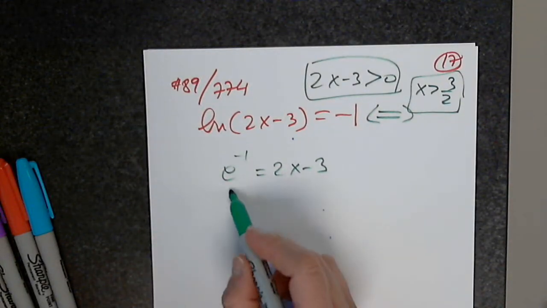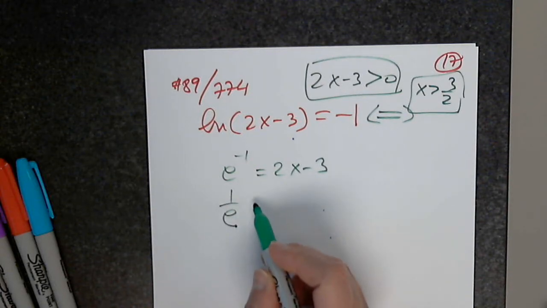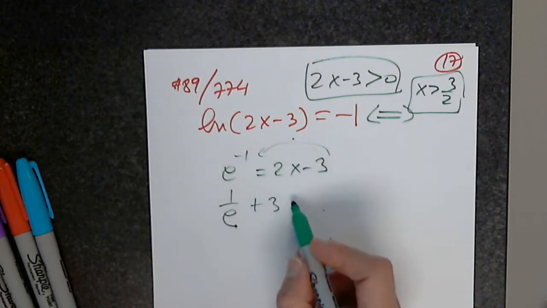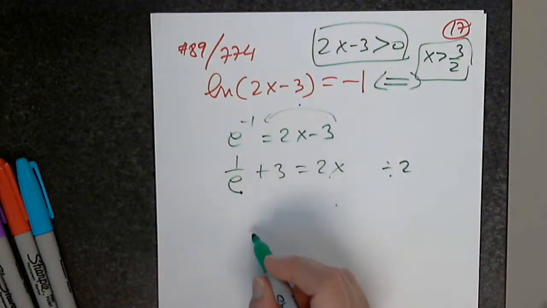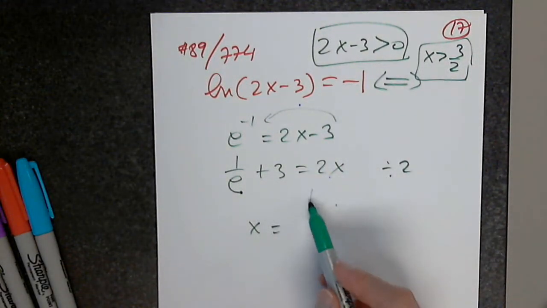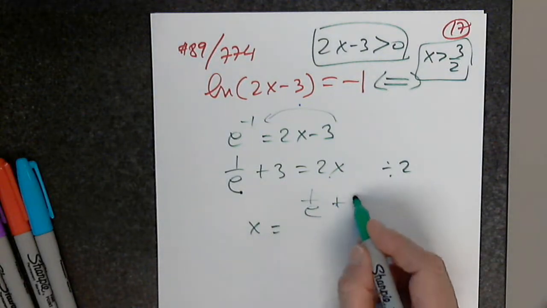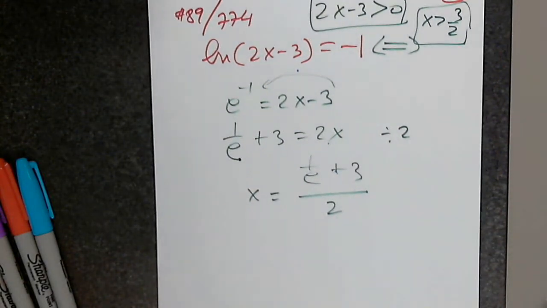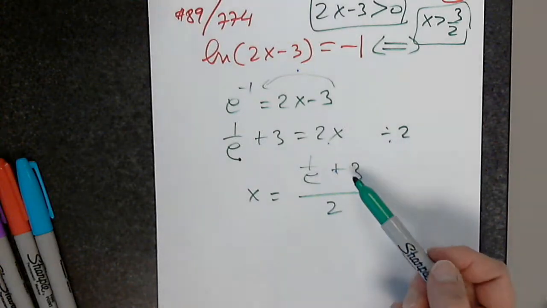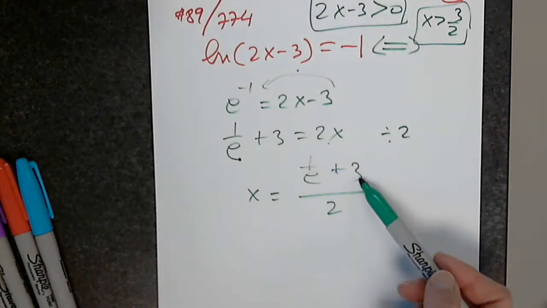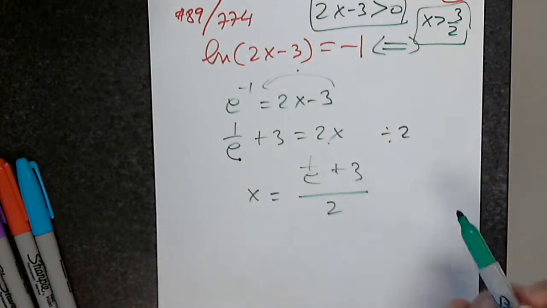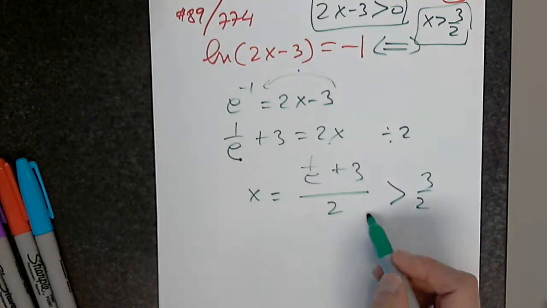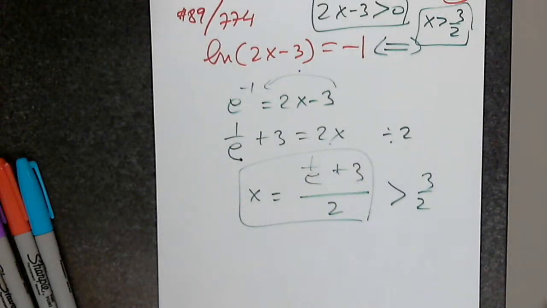So e to -1 is 1 over e, equals 2x minus 3. I have to move 3 to the other side, and this is 2x. And then I will divide both sides by 2. So x equals 1 over e plus 3 over 2. This is a number greater than 3/2 because this is 3 over 2 and we have a little bit extra in the numerator. So this is a number greater than 3/2, and this is the solution.